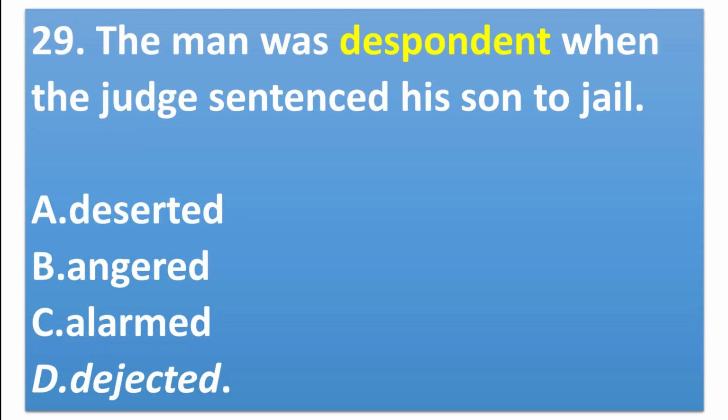Question 29. The man was despondent when the judge sentenced his son to jail. A. The man was deserted when the judge sentenced his son to jail. B. The man was angered when the judge sentenced his son to jail. C. The man was alarmed when the judge sentenced his son to jail. D. The man was dejected when the judge sentenced his son to jail. The correct answer to this question is D. The man was dejected when the judge sentenced his son to jail.